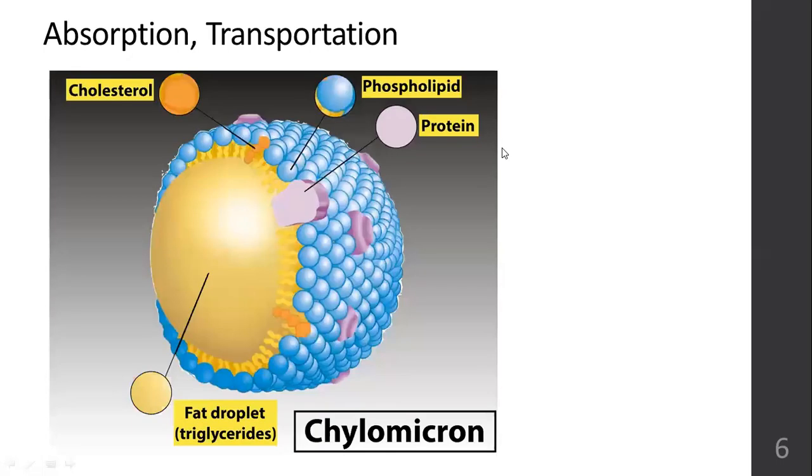Now coming to the absorption and transportation of vitamin A, chylomicron. Remember chylomicron for all fat soluble vitamins. Chylomicron is very important for the absorption of all fat soluble vitamins. What do you mean by chylomicron? It has two layers, outer layer and inner fat droplet. It's a fat sphere, a small fat globule. Inside there is a fat droplet, your triglycerides, and the outer layer has phospholipids. Also some protein and some cholesterol channels are there.